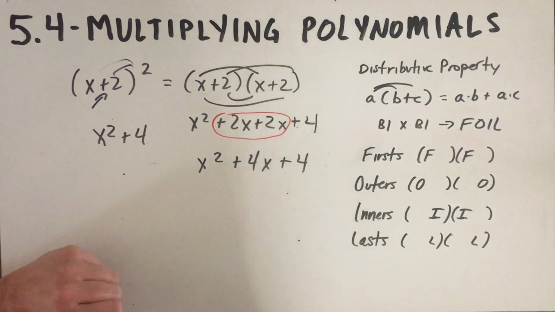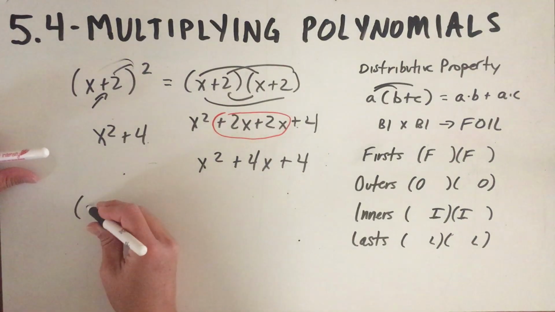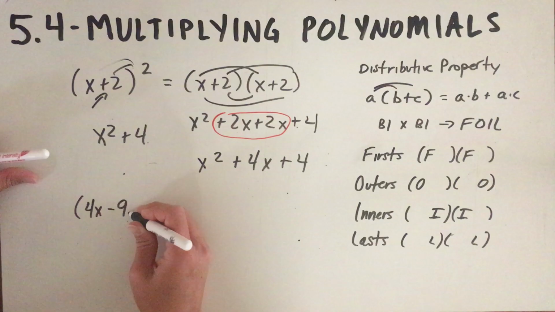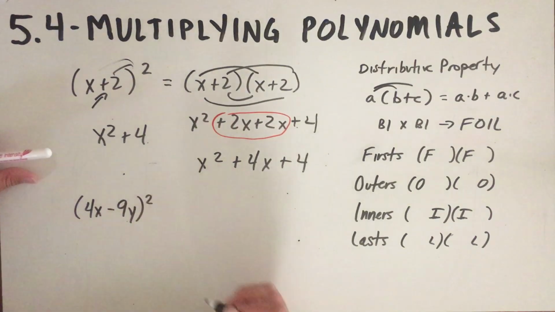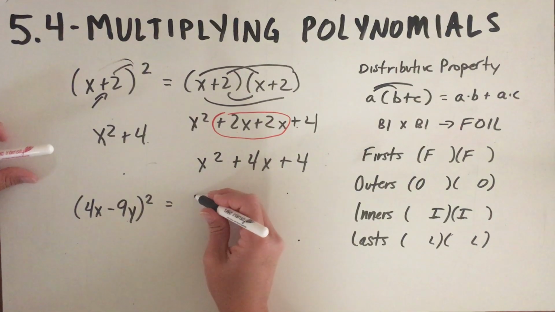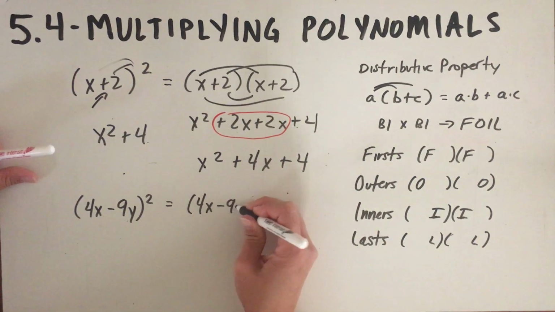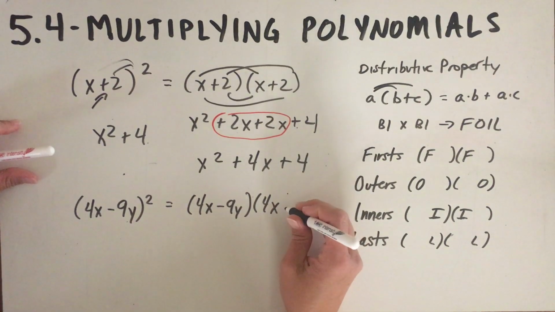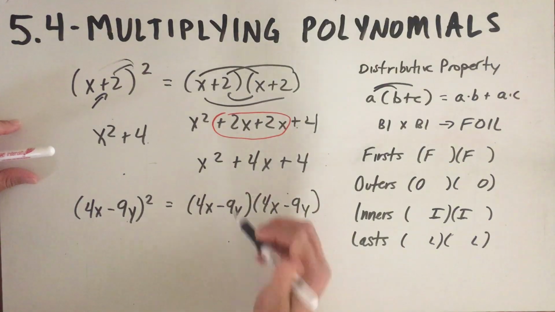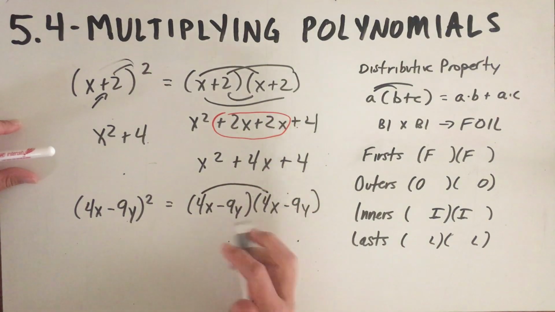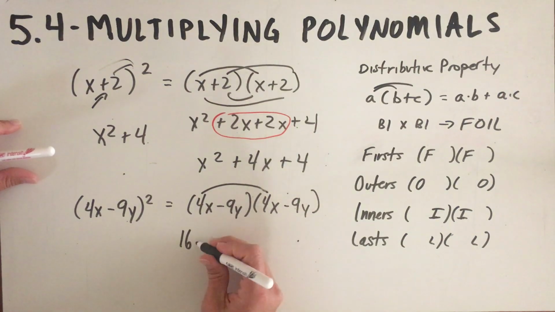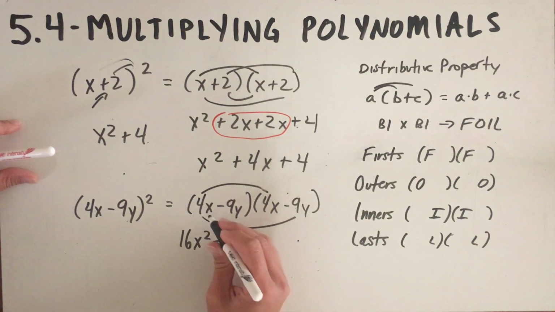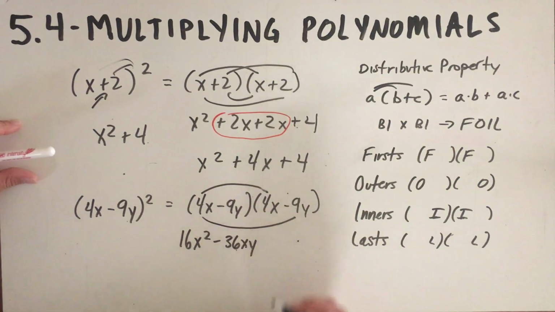Okay, let's do another one of these. Let's say I want to know what 4x minus 9y squared is. Well, that means that I'm going to expand it, okay, because everything inside of this parentheses is happening twice. So I need to multiply first times the first. 4 times 4 is 16. x times x is x squared. 4 times 9 is a negative 36. And I have an x times a y. So I'm going to write that xy.